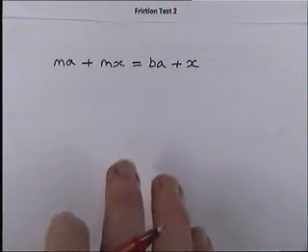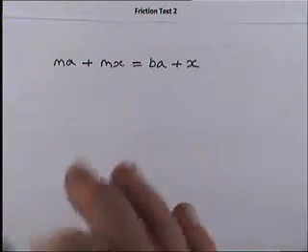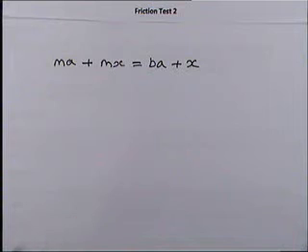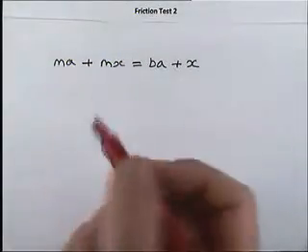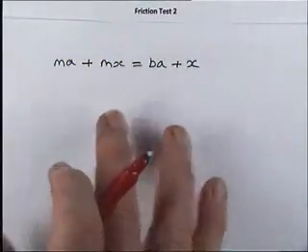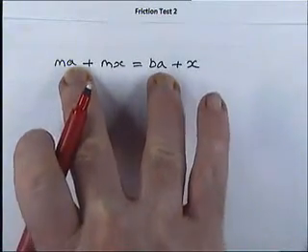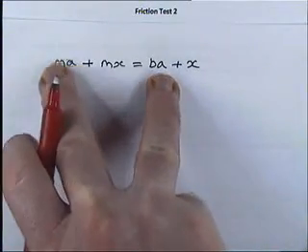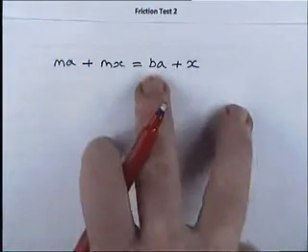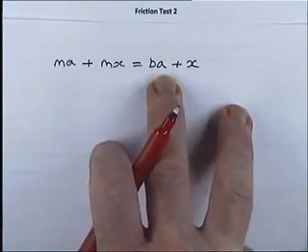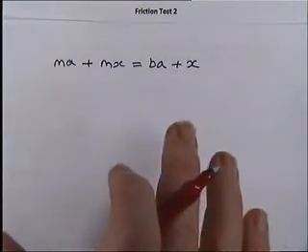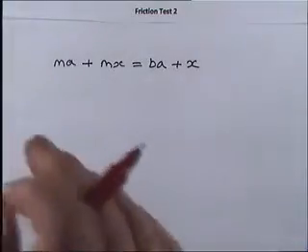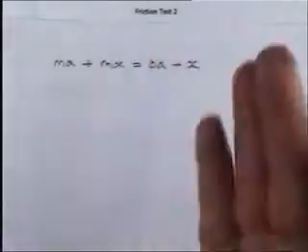A lot of you are finding it difficult to rearrange formulae when the variable that we're trying to write the formulae in terms of appears twice in the equation. So for instance, in this example here, if I want to rearrange this in terms of A, A appears in two terms. On the left hand side we've got M lots of A, and on the right hand side we've got B lots of A. Now when you're rearranging formulae like this, you have to get the terms containing the unknown you want on one side and everything else on the other.